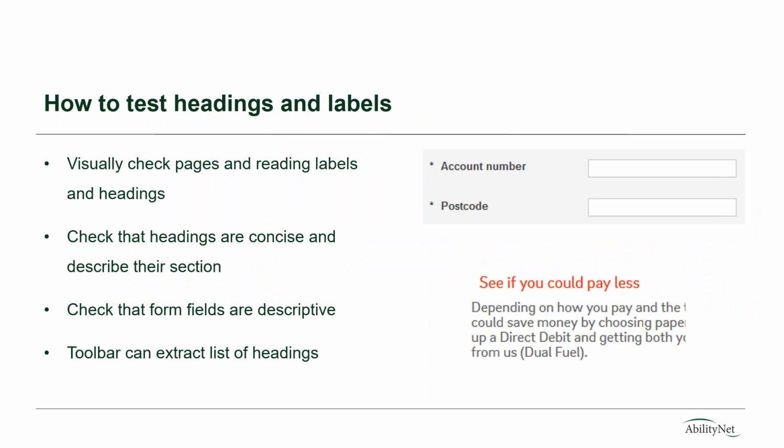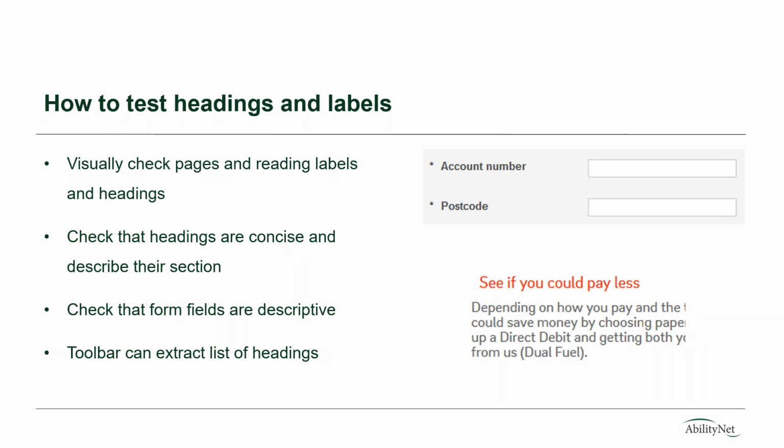So how can we test for sensible headings and labels? Well, it requires a visual check of pages. Visually look at headings and labels and ask yourself, does that make sense? Is it concise? Is it descriptive? Could it be phrased any better? So check they're concise and they're descriptive.